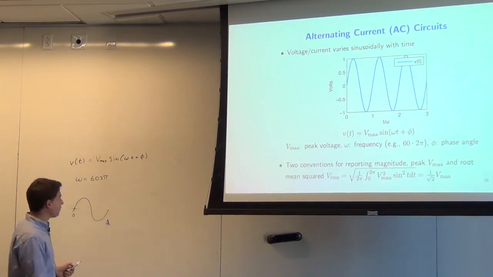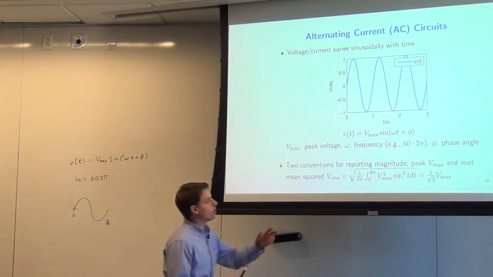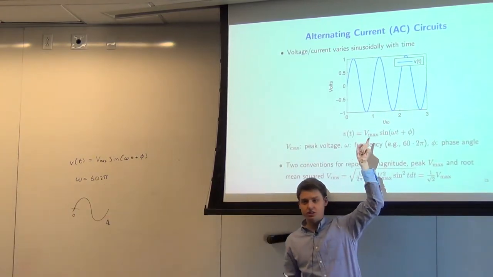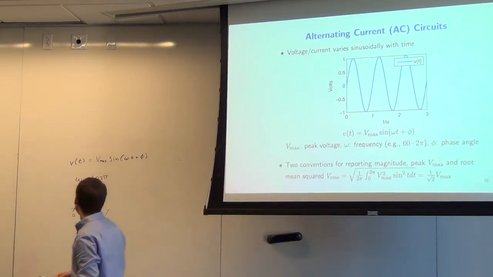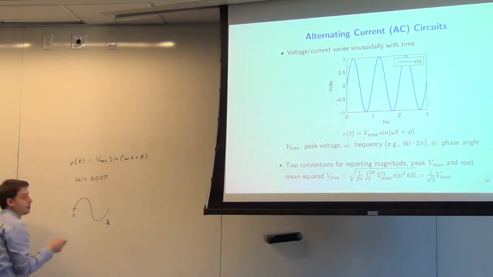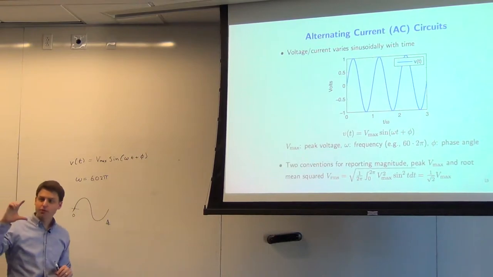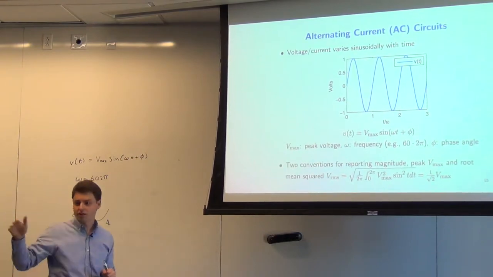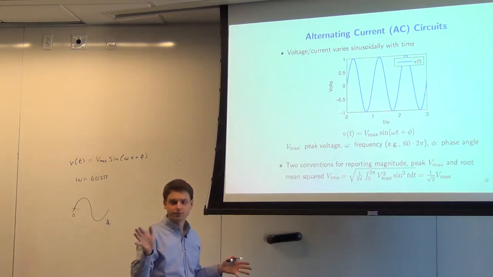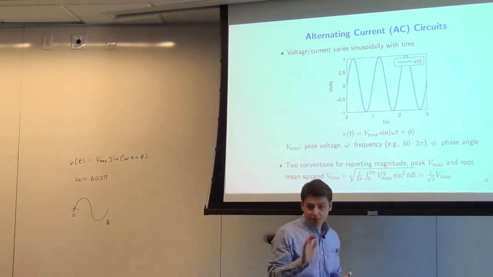Now there are two conventions for reporting the magnitude of a voltage signal like that. The first one would be to just report V max, just say that's the maximum voltage that it ever hits. But this is actually not the most common.